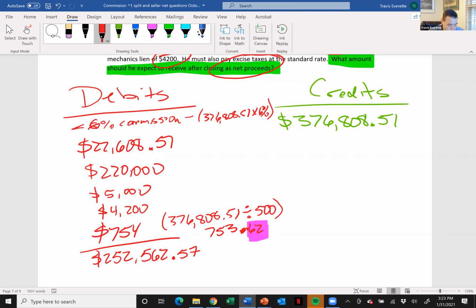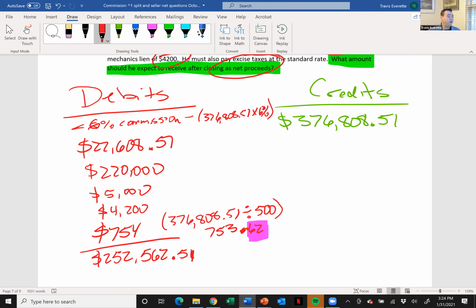754 plus 4,200 plus 5,000 plus 220,000 plus 22,608, 51, just to be sure it's the same number. 252, 562, and 51 cent. 51, not 57.